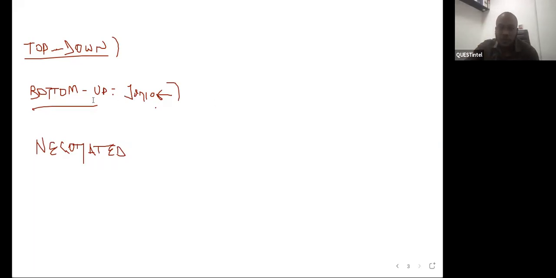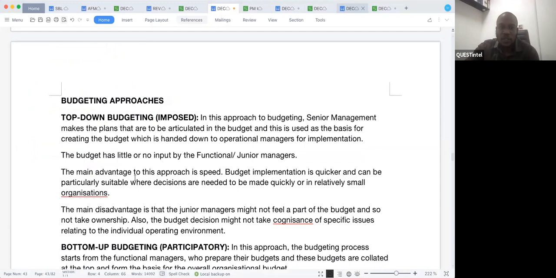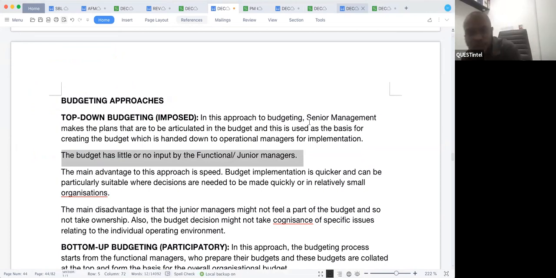Right, so we'll go back to look at this. So we said that the budget, in a top-down approach, has very little input by junior managers. The main advantage to this approach, like we said, is speed. So we'll come to discuss a few things that we're now articulating here. So the main advantage is speed.